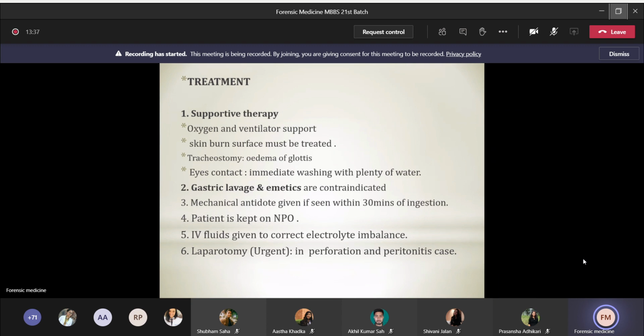And in case of edema of the glottis, we should do tracheostomy. Okay. And if eye has come in contact with the acid, then you should do washing of the eye using plain running water.